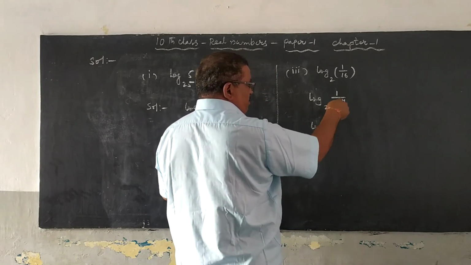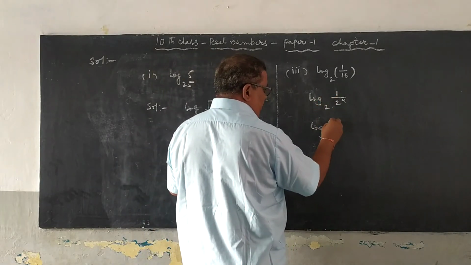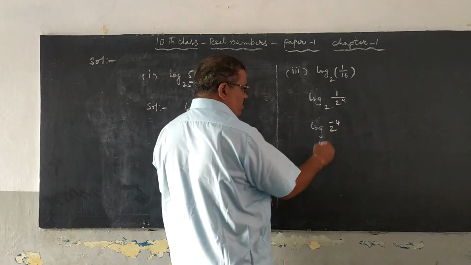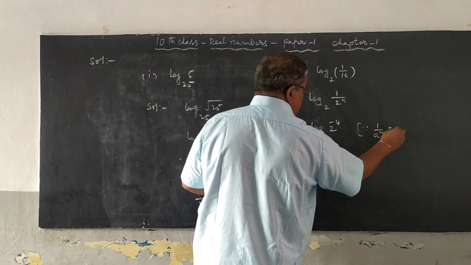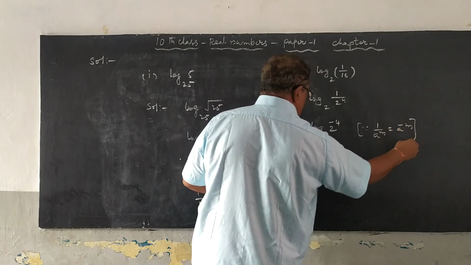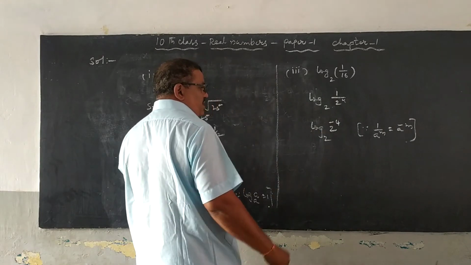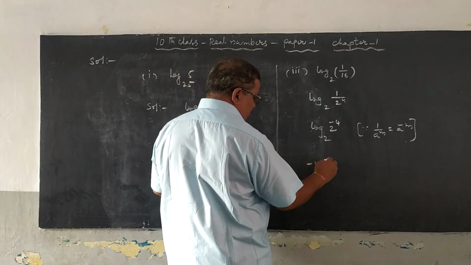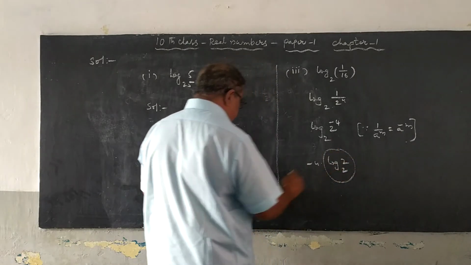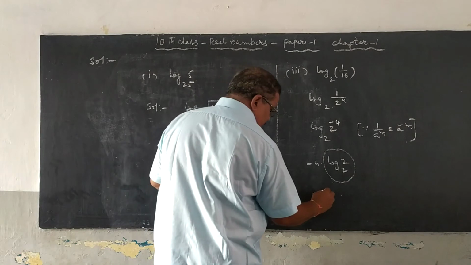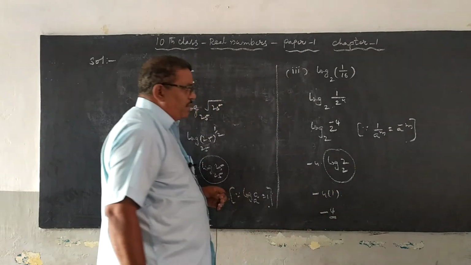Again, 1 by a power m formula like how? 1 by a power m is nothing but a power minus m, that is log 2 power minus 4 base 2. Again, formula log x power m is nothing but m log x, so minus 4 into log 2 base 2. You know the formula log a base a is 1, so minus 4 into 1, nothing but minus 4. This is the solution for the problem.